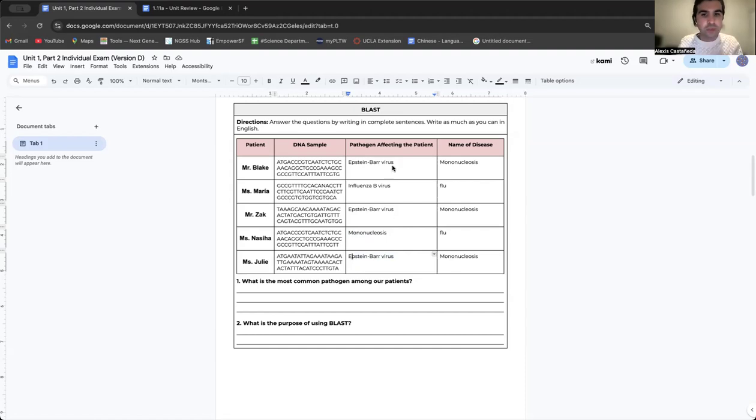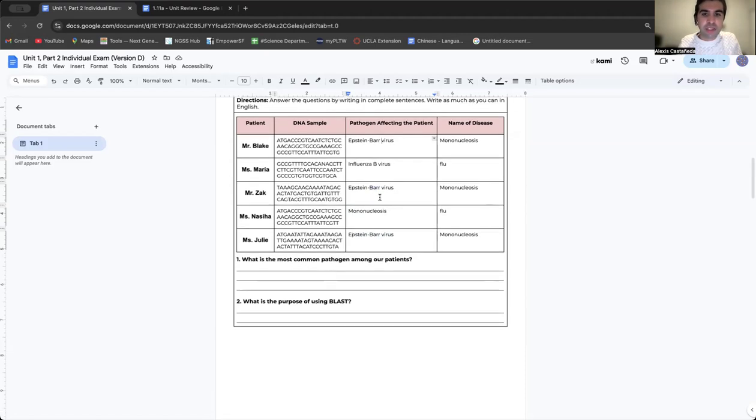So these three people, so Mr. Zach, Miss Julie, and Mr. Blake, them three have the Epstein-Barr virus. So the most common pathogen among our patients is the Epstein-Barr virus.